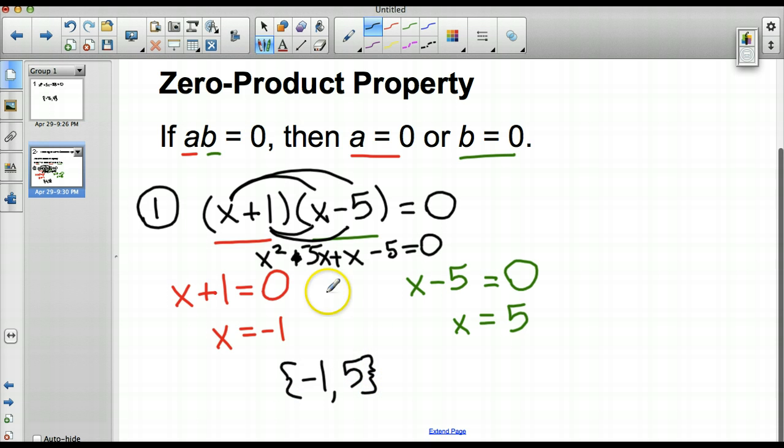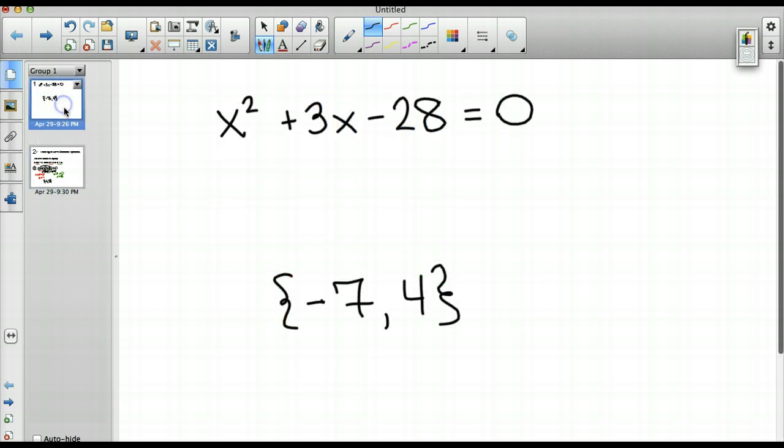Okay, so now let's go back to that problem I had you do at the very beginning of this video, x squared plus 3x minus 28. We're now going to solve that using factoring as opposed to the quadratic formula. So we already know the answer is -7, +4, but now let's talk about how you could do this using your factoring. So x squared plus 3x minus 28. We should know how to factor that. Let's review our basic factoring rules.